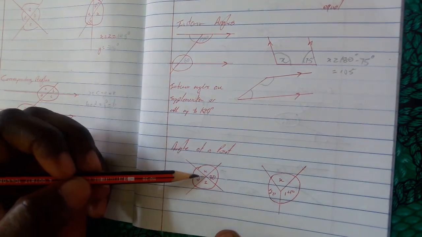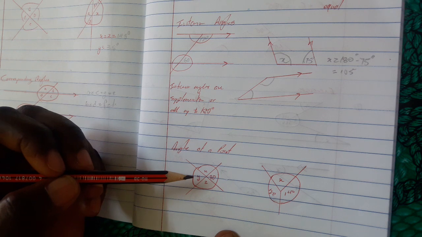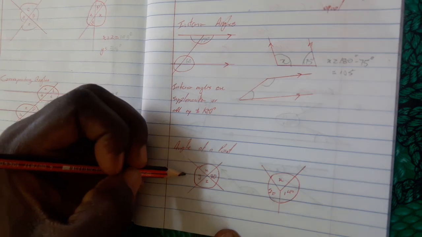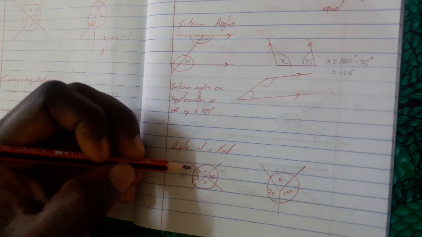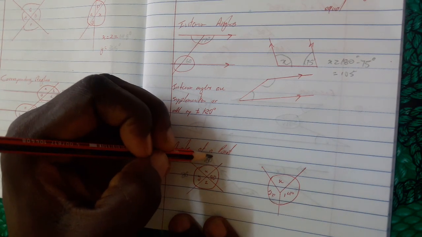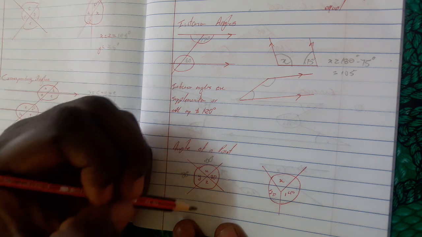So here, one is 80. So the next side, vertically opposite angles are equal. Over here has to be 80. This is a straight line, so up here has to be 100 to add up to 180.